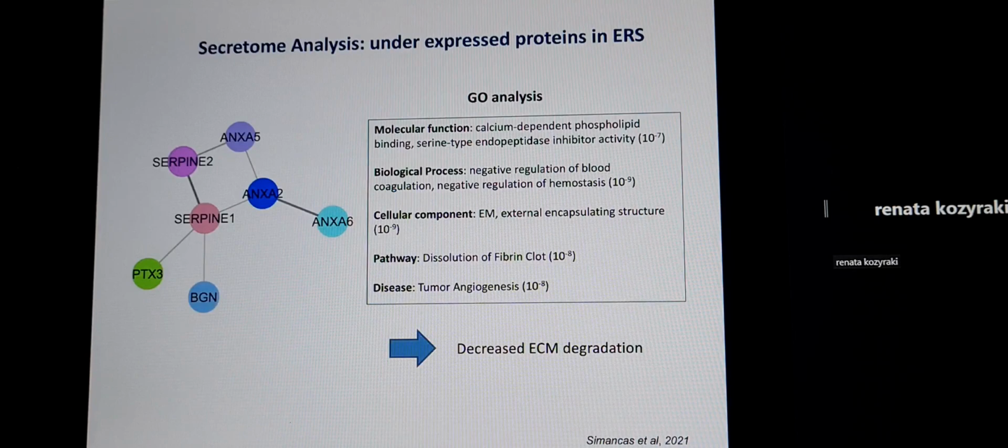Among the 12 underexpressed proteins, we identified a very strong interactome between these proteins. I'm not going to give any details, but this interactome was clearly associated with a decreased capacity of the FAM20A deficient cells to degrade the extracellular matrix.